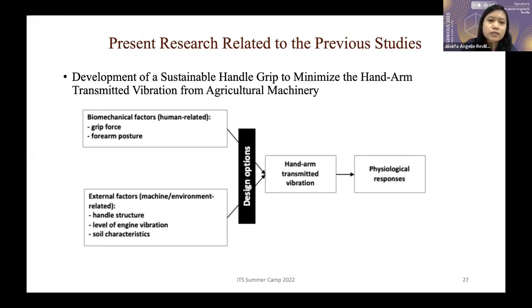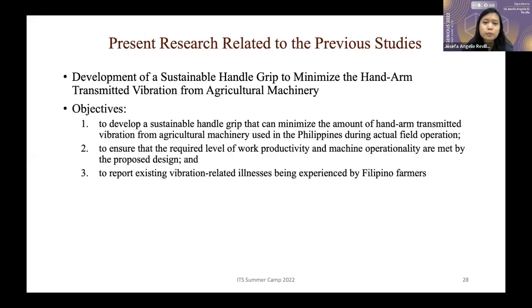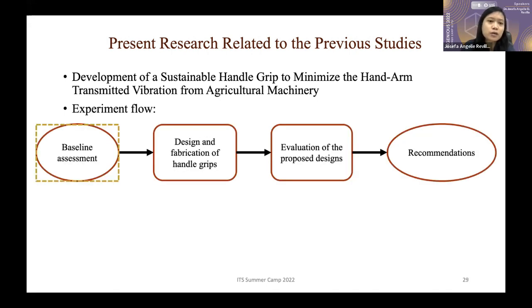So these are just the factors that were established which can affect the amount or level of vibration transmitted to the operator, as well as their physiological responses. So the main objective of the present research is to develop a sustainable handle grip that can minimize the amount of hand-arm transmitted vibration from agriculture machinery used in the Philippines during actual field operation. Okay, that's the main objective. And so let me just show you our experiment flow.